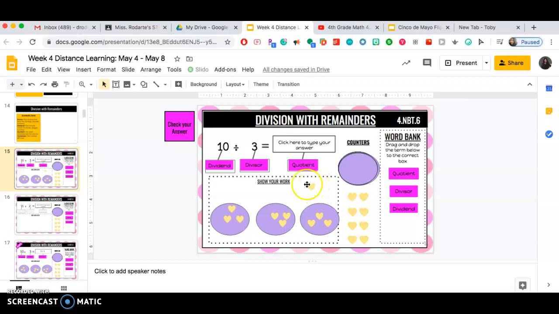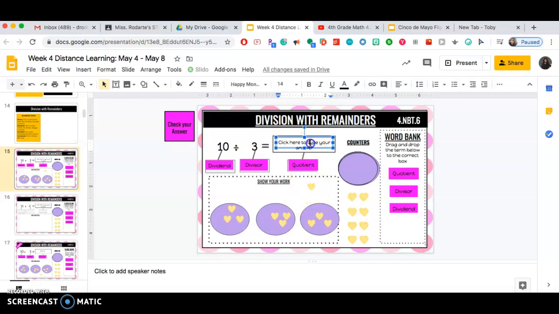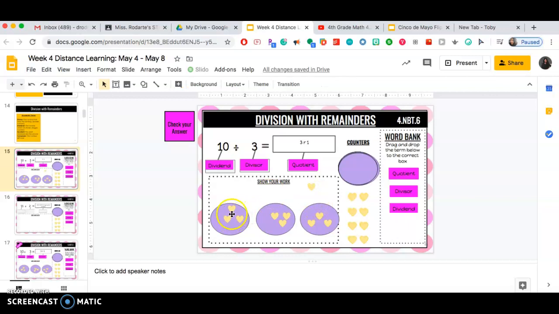But so what's my final answer though? My final answer is how many pieces or how many hearts was I able to share with my circles. So each circle had the same amount, which was 3. So my answer is 3 remainder 1. So to write my answer, I'm going to click on the box, erase this information by clicking the delete button or backspace, and I'm going to put 3 remainder 1 because each circle received 3 hearts, and my remainder that was left over was 1 heart. So 1, 2, 3, 3 remainder 1.